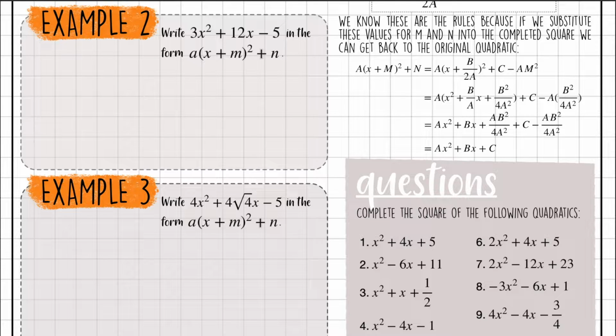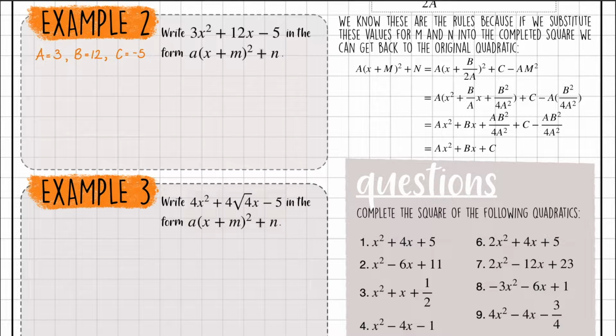Right, first things first, let's note down what our coefficients are, or the numbers in front of the x terms, and what our constant is. So here, A is equal to 3, B is equal to 12, and C is equal to minus 5. That's the first step done. Right, second step, time to refer to the rules for completing the square.